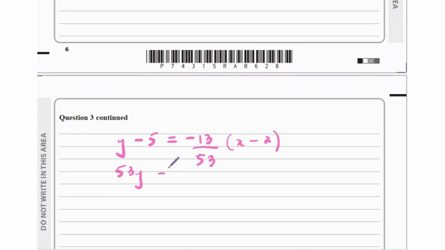53y minus 265 equals to negative 13x plus 26. That's going to be 53y plus 13x minus 291 equals to 0. That is your equation.